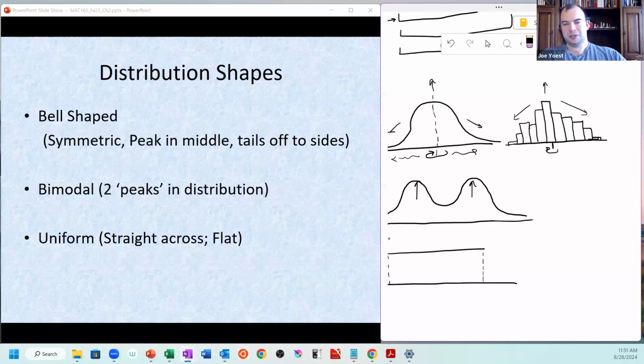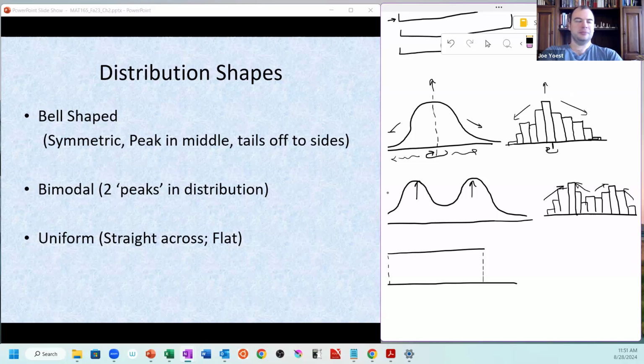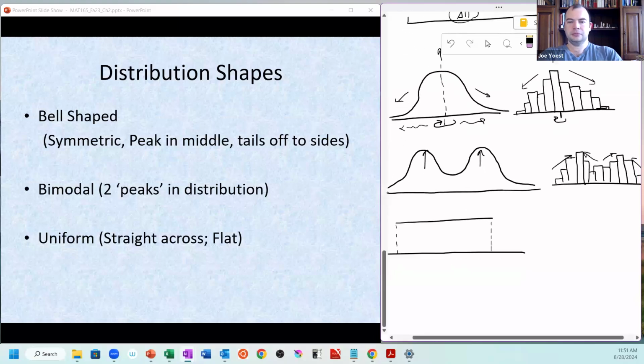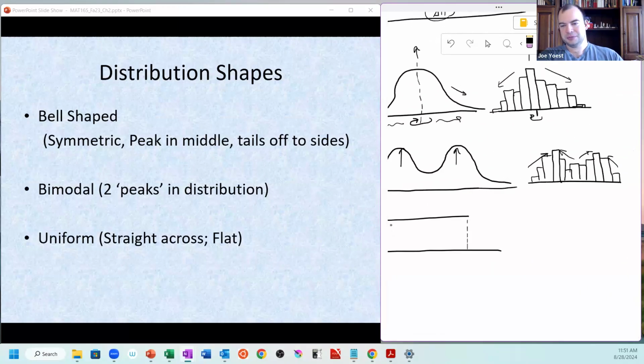What might a bimodal distribution look like from actual data? Again, we would have two peaks. They might not be exactly the same height. So maybe something like this where we have a peak here and a peak there. And what might uniform look like?